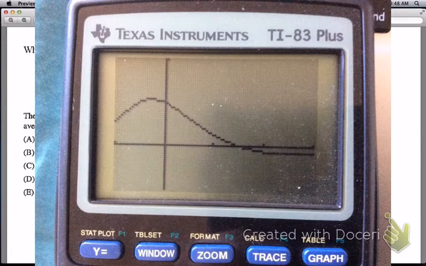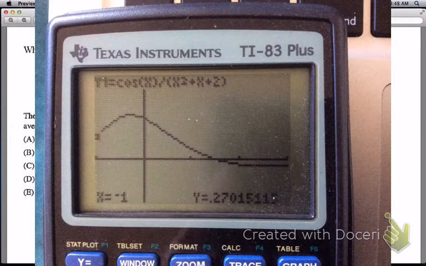because they want to know the average value between -1 and 3. So the first thing you could do is push trace and figure out what the value is at -1. So I went and showed you that here. And you get that the value at -1 is about 0.270. So you could write that down on your paper, and you could do 0.270 and then -1 for the x value. So you'd have an x and a y coordinate pair here.